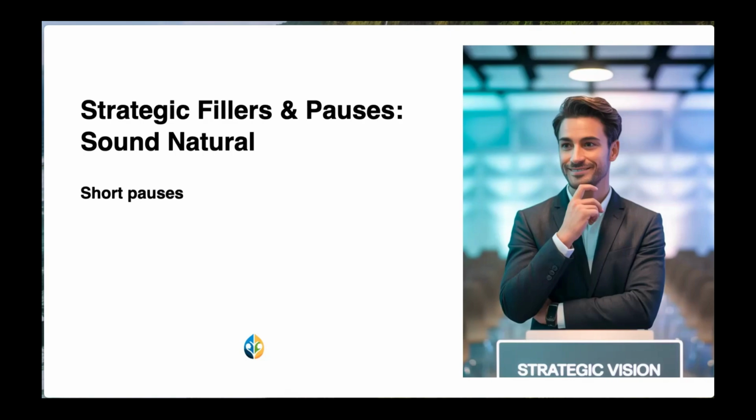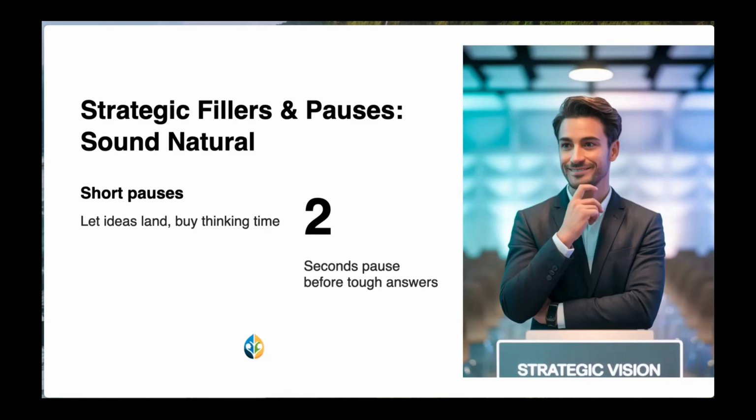Strategic fillers and pauses. You want short pauses. This helps ideas land. You don't want to just talk, talk, talk, talk, talk. And it gives you thinking time. So you want to start with professional lead-ins, right? And that could be something like, a key point is, or something else instead of right?